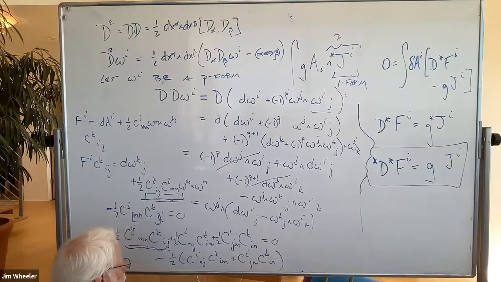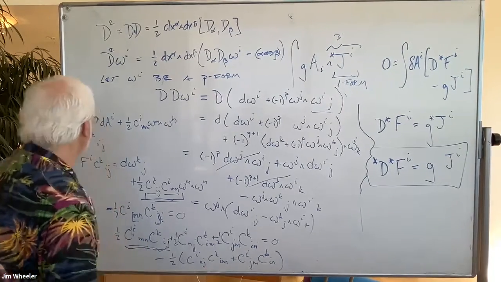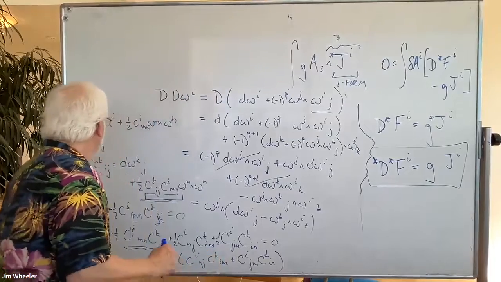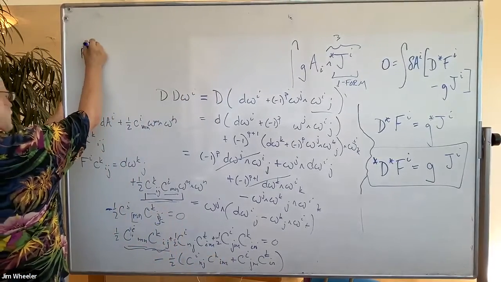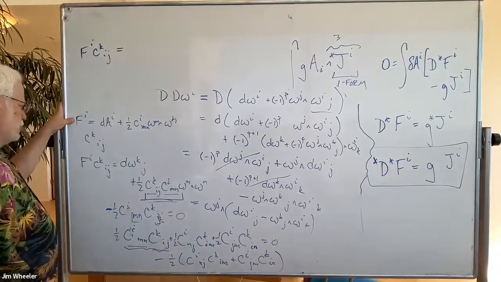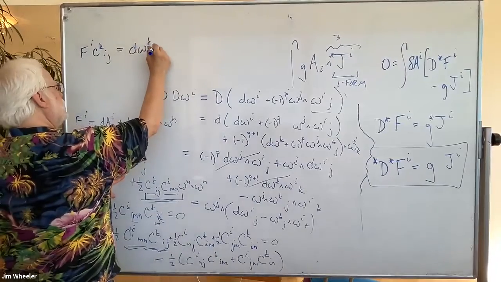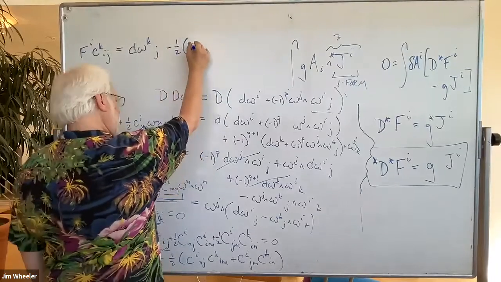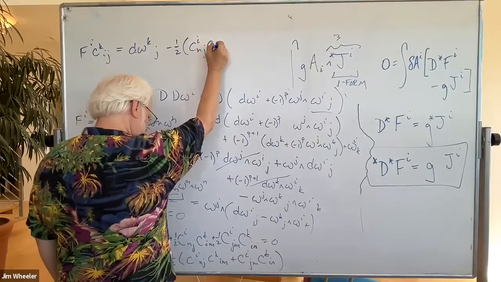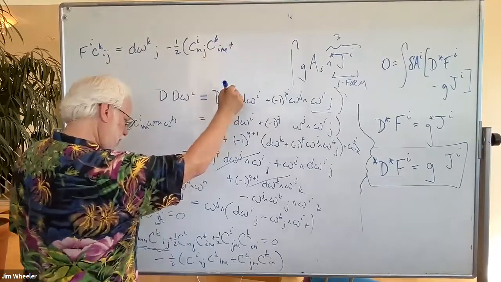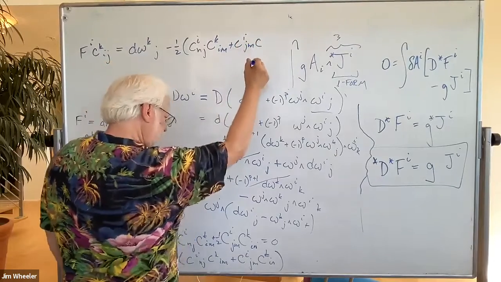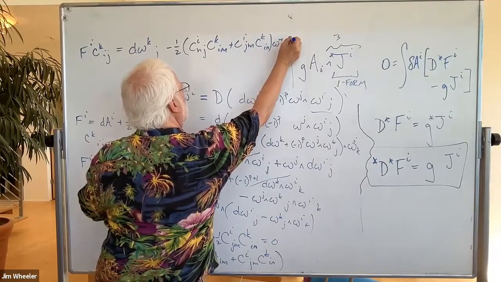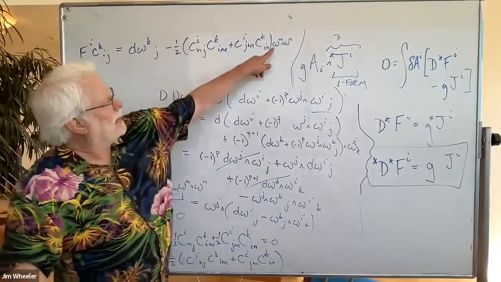Okay, and now I've got what I wanted. If I just find some space to put it. So what I've got is F I C K I J is equal to D omega K J plus a half. This is now minus a half of all that. Minus 1/2 of quantity C I N J C K I M plus C I J M C K I N omega M wedge omega N. Shout if you can't see that. That's omega M wedge omega N here.